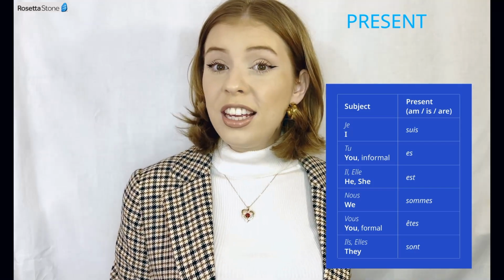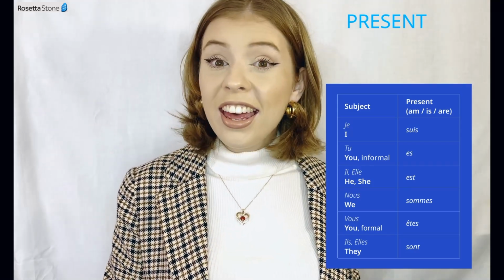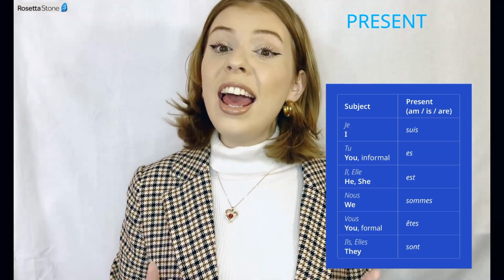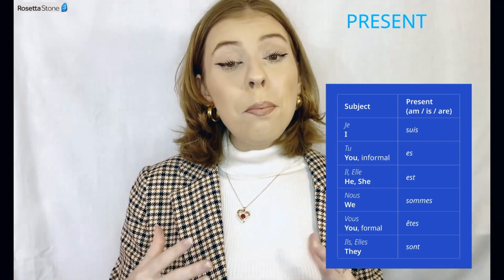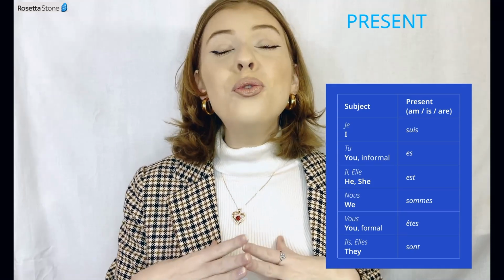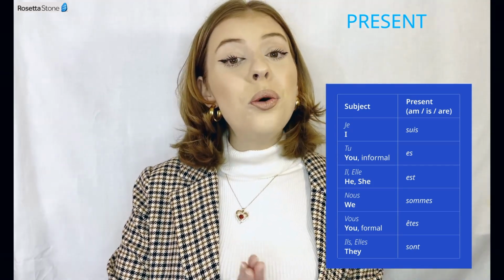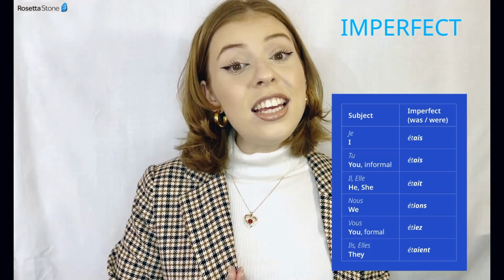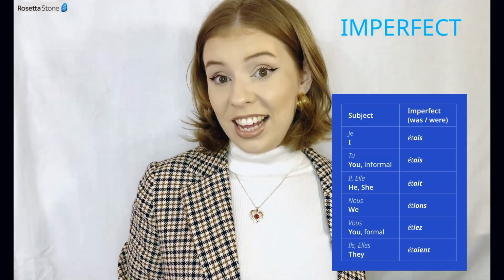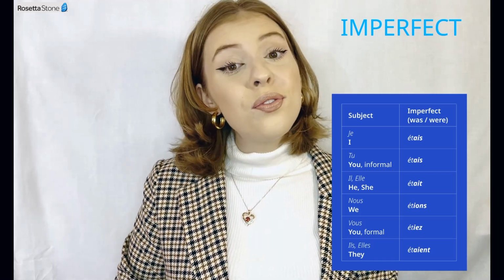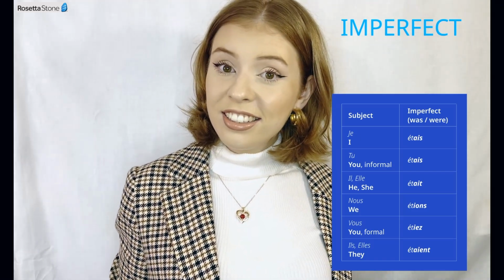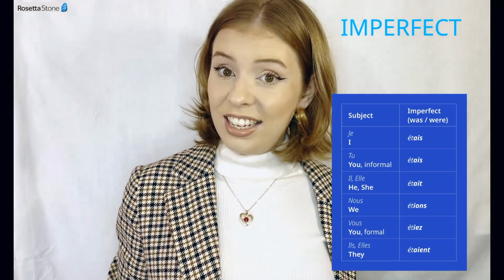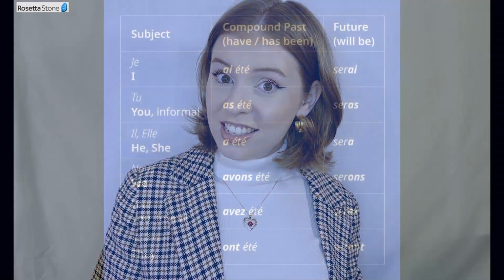Je suis. Tu es. Il ou elle est. Nous sommes. Vous êtes. Ils ou elles sont. And the imperfect tense. J'étais. Tu étais. Il ou elle était. Nous étions. Vous étiez. Ils ou elles étaient. Again, here are some examples of the conjugation in two further tenses.